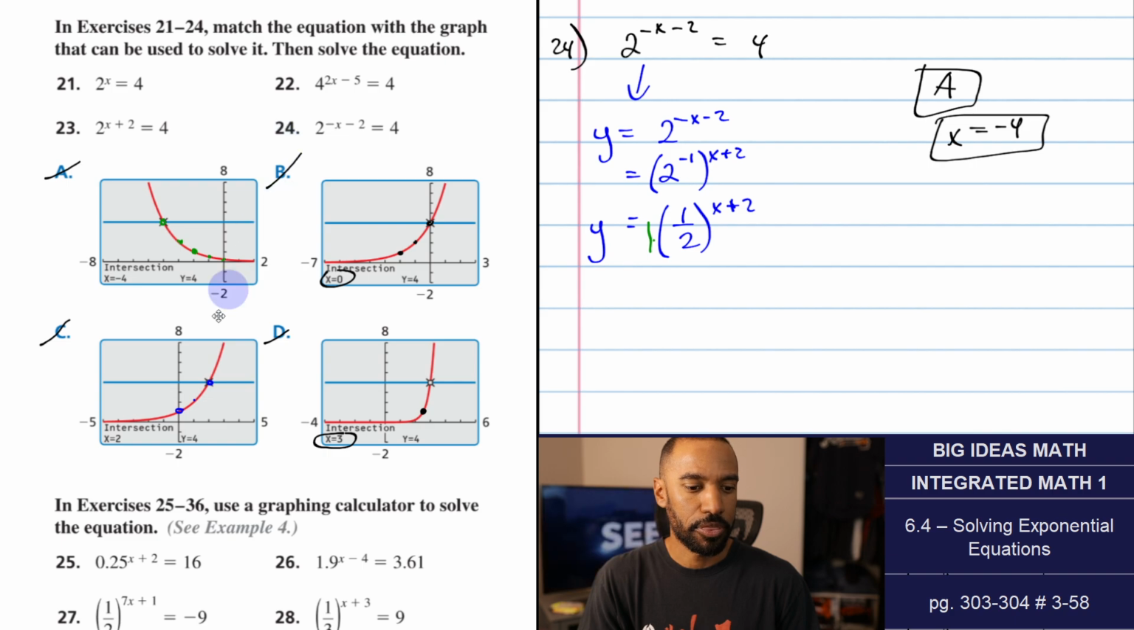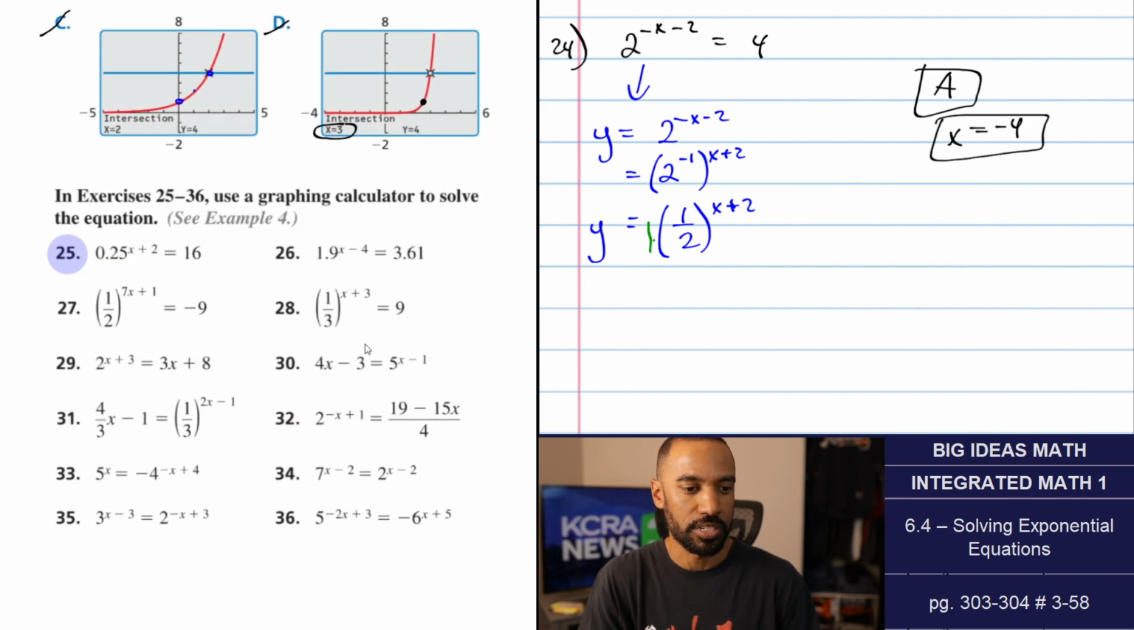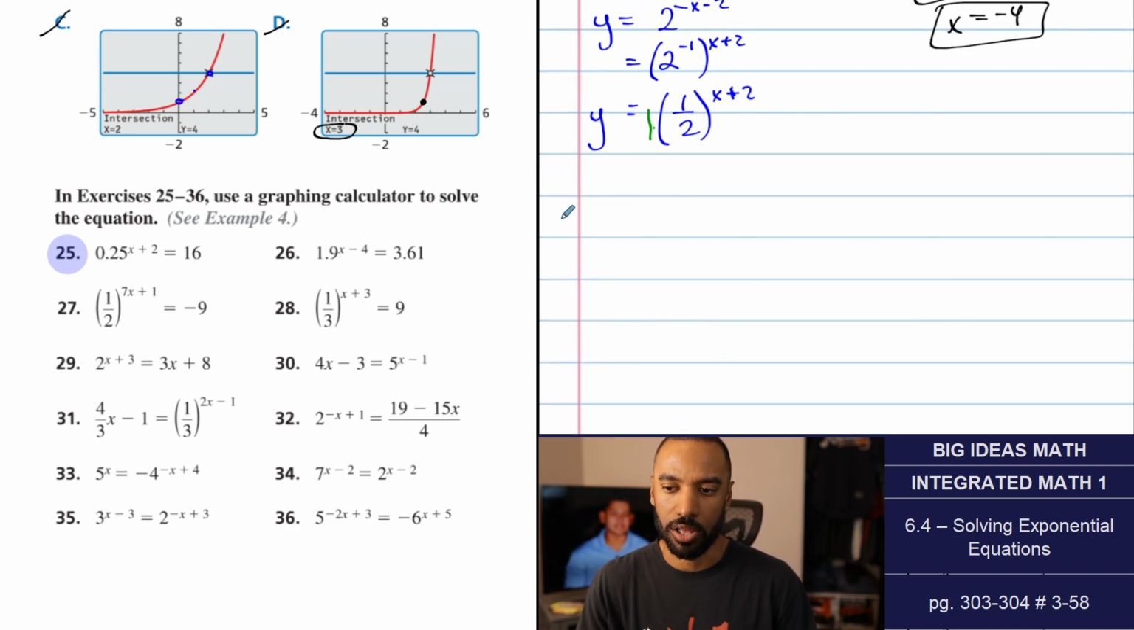All right, let's go to 25 to 36. Guys, that is 12 problems. It says use a graphing calculator to solve the equation. It doesn't say double check, so maybe these go fast, maybe these go slow. I'm not sure. All I know is I've got to plug them in and go, go, go.